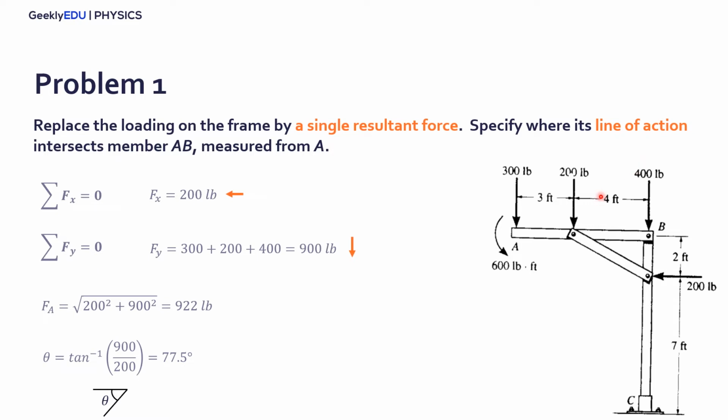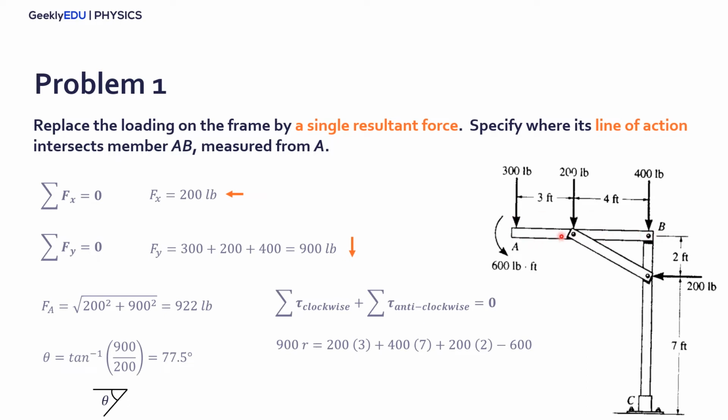But we now want to know where it must be applied, the line of action, measured from A, right? So now we can apply the torque. For equilibrium, the sum of all the torques acting on this beam, clockwise and anti-clockwise, must be 0. We have a torque from our resultant force, right?